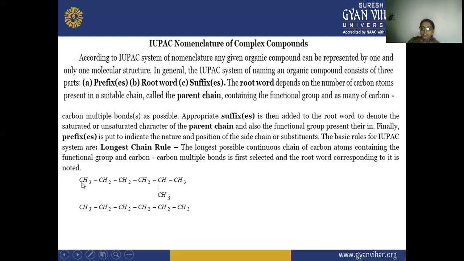So this straight chain has 6 carbon atoms, 1, 2, 3, 4, 5, 6. This is also having 6 carbon atoms. So here we can take any long chain and give the name to it, because in both chains the number of carbon atoms is the same. Here it has 6, so its name is hex, and it has single bonds, so it is ane, meaning it is an alkane, so it is hexane.